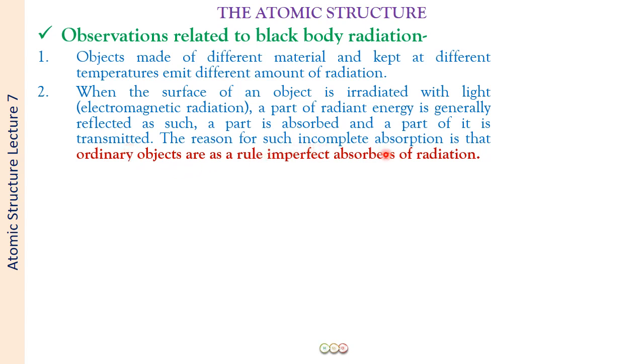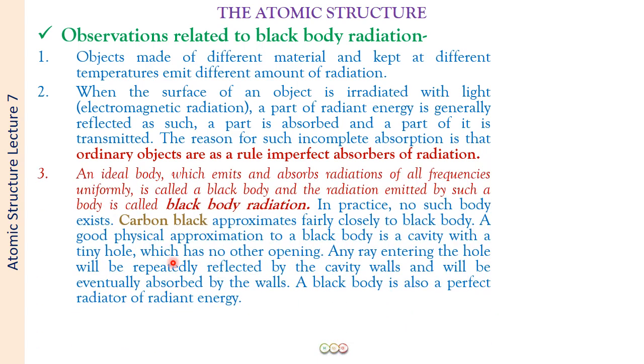Now the reason for such incomplete absorption is that ordinary objects are, as a rule, imperfect absorbers of radiation. So not all of the radiation is absorbed. A part of it is reflected, a part of it is transmitted. And what is that ideal body which can emit and absorb radiation of all frequencies uniformly? That means that all the radiation falling on it, of all frequencies, it can absorb all of it and it can emit all of it. So that ideal body is called a black body, and the radiation emitted by such a body is called black body radiation.